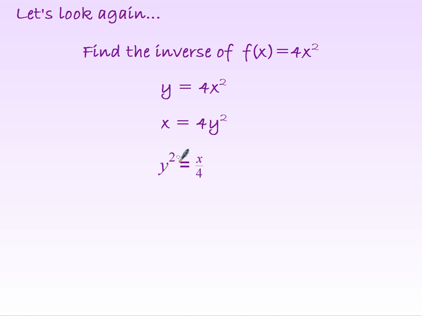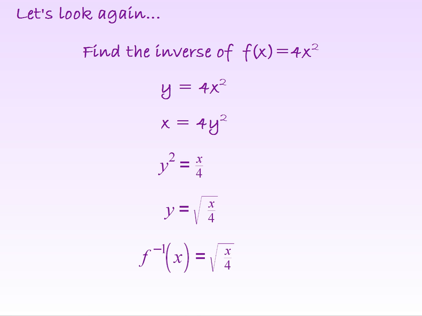Now, here comes the tricky part. How do I get rid of a squared? What's the opposite of squaring? That would be taking a square root. So to get rid of something that's squared, I'm going to square root both sides. The square root of y squared will just be y, and the other side I can't really do anything with, so I'm going to leave it as the square root of x over 4.